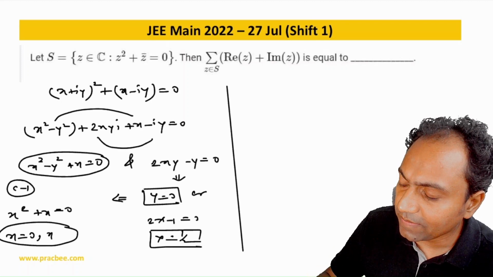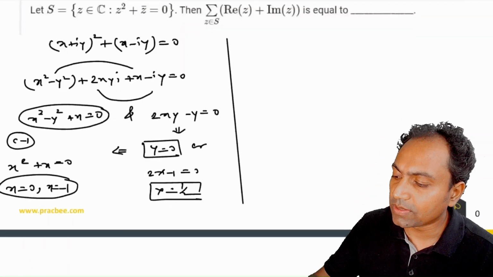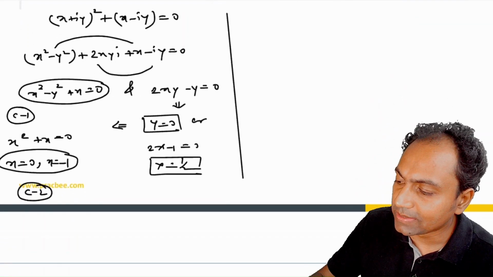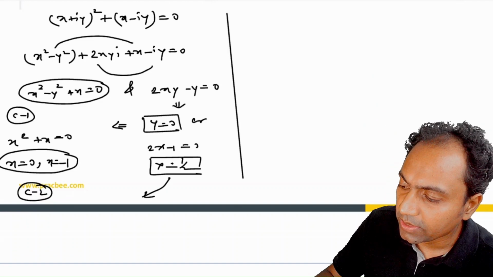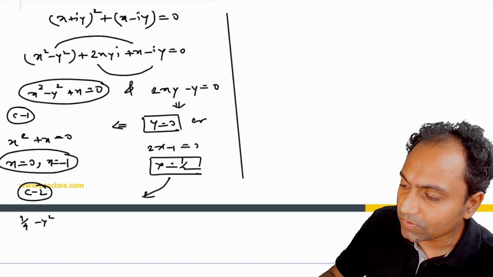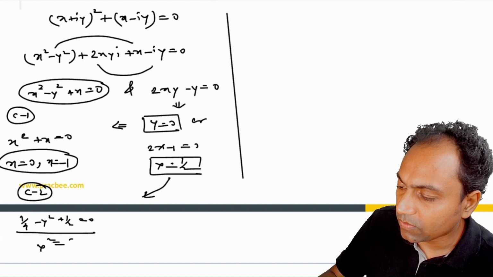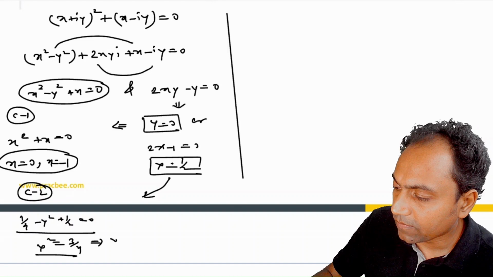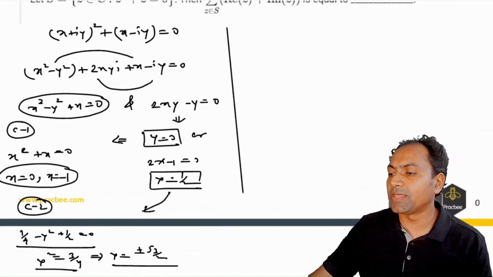Fine. Now once we have done that, this is my case 1. Corresponding to case 2, that is nothing but x is equal to 1 by 2. If I put it in this equation, it will become 1 by 4 minus y square plus 1 by 2 equal to 0. So y square is equal to 3 by 4, or y is equal to plus minus root 3 by 2. So now let us see how many answers we got.